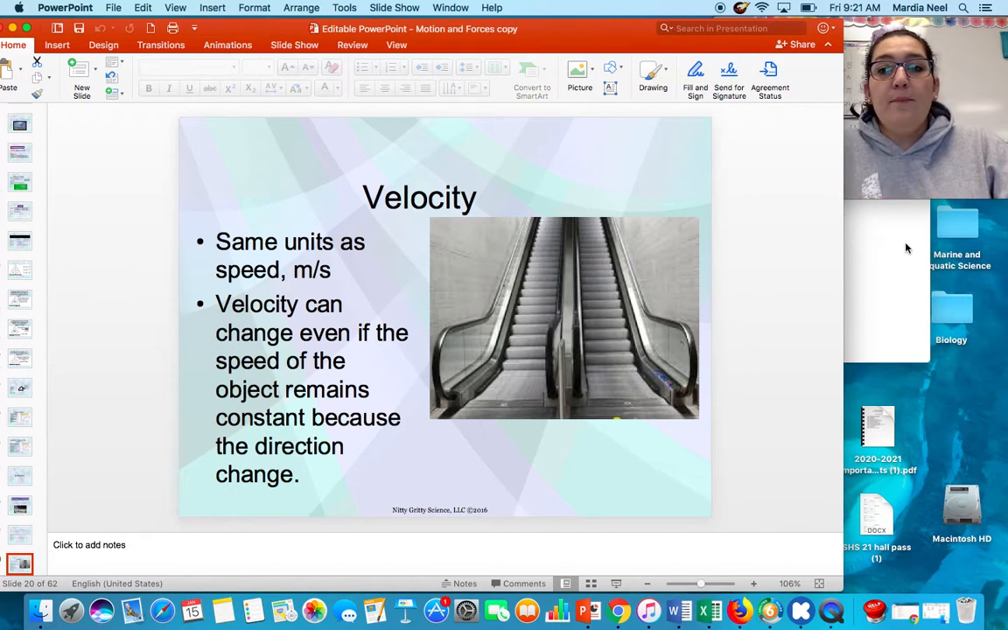All right, so this is the same thing again. Apparently, I really wanted to drive this point home. So velocity has the same units as speed, meters per second, and the velocity will change even if the speed remains constant.